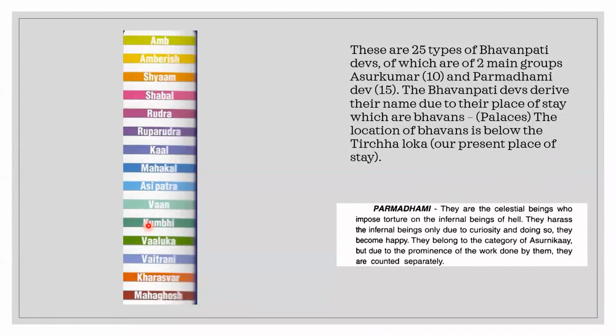So last time we were seeing about the Bhuvanpati Devs that live in the first Narkavas, that is Ratnaprabha Bhumi. And we saw there are 10 types of Asur Kumars and 15 types of Parmadhamis. And we saw the names of the 15 Parmadhamis: Ambarish, Shyam, Shabal, Rudra, and so on and so forth. These Parmadhamis give pains to the Jeev of Narkis. They torture them, and by doing that, they get enjoyment. And these Parmadhamis only go up till the 3rd Narak. So they only give the pain to the Jeeves of Narki up till the 3rd Narak.